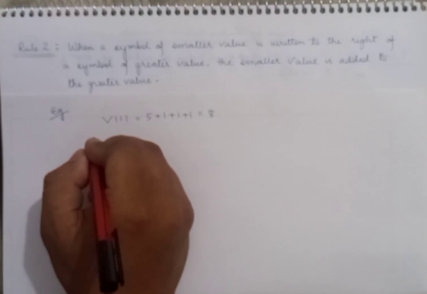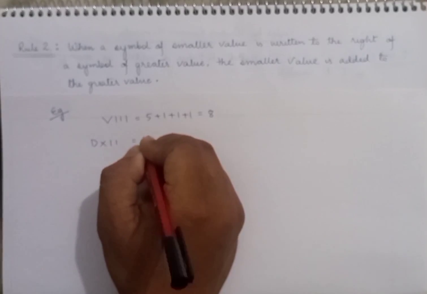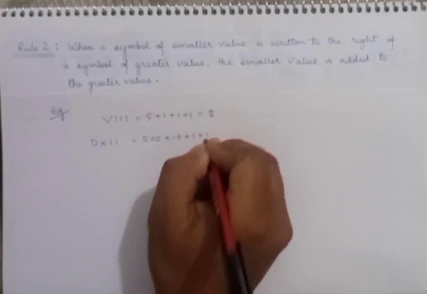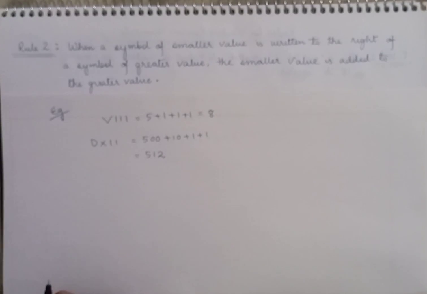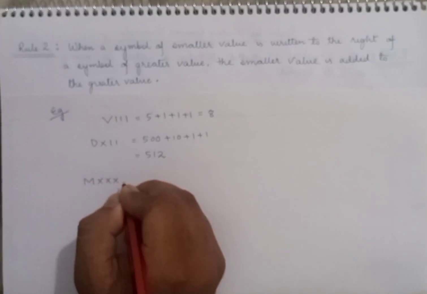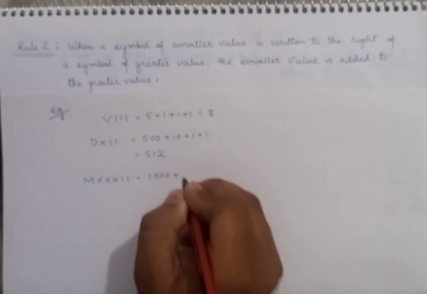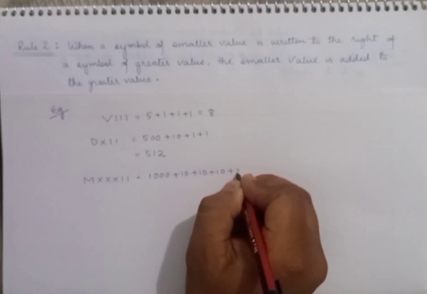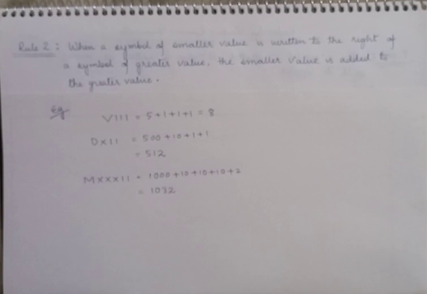Okay. D, X, I and I. D is 500. X is 10 plus 1 plus 1. This is 512. Let's take one more example. M, X, X, X, I. M is 1000 plus 10 plus 10 plus 10 plus 2. So 1032.